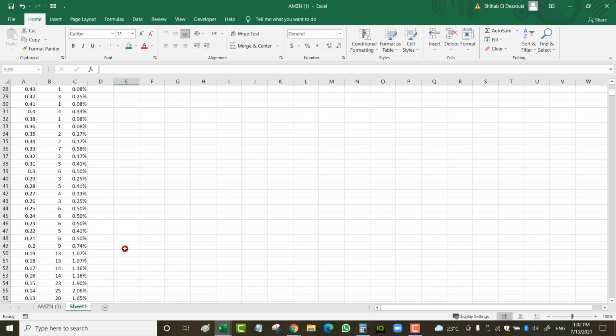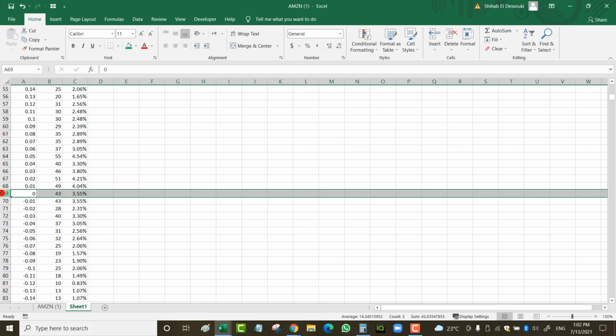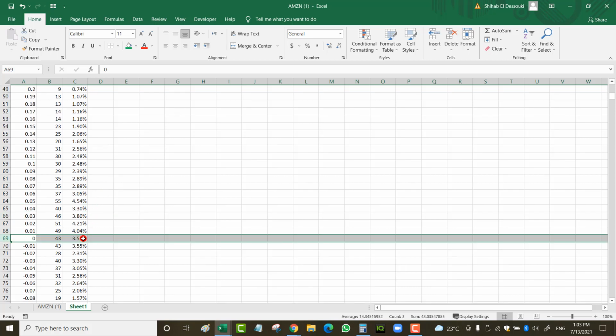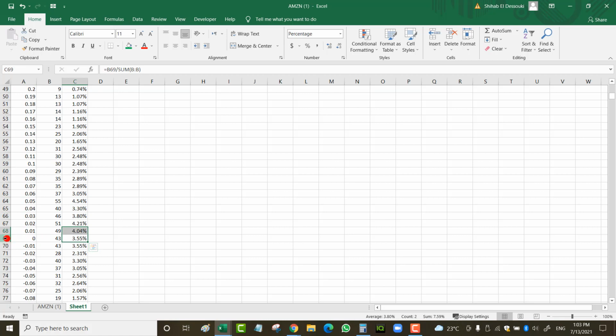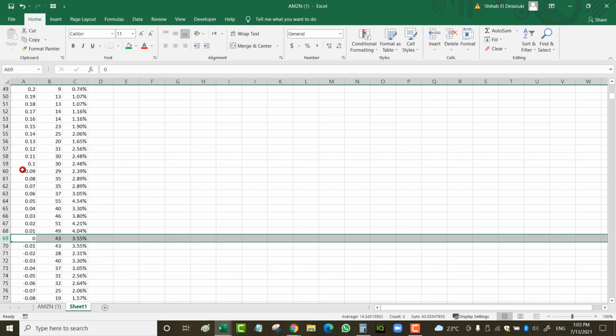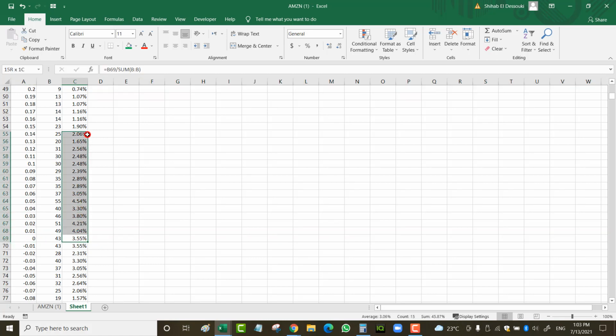So basically, once we go back down to the 0 line, this means that Amazon 28 days later was trading at the same price. So that happened 3.55% of the time in the past 23 or 24 years. Now let's see how many times it was either flat or higher. So basically I'd be adding all these percentages.